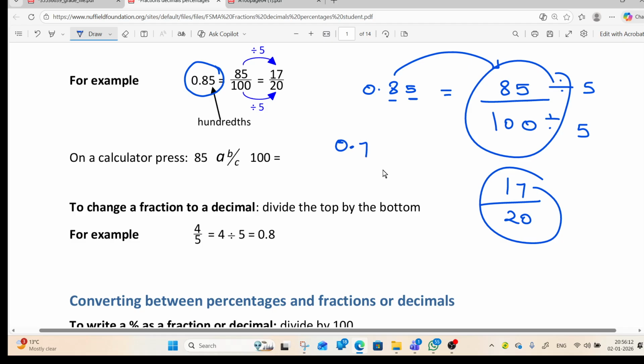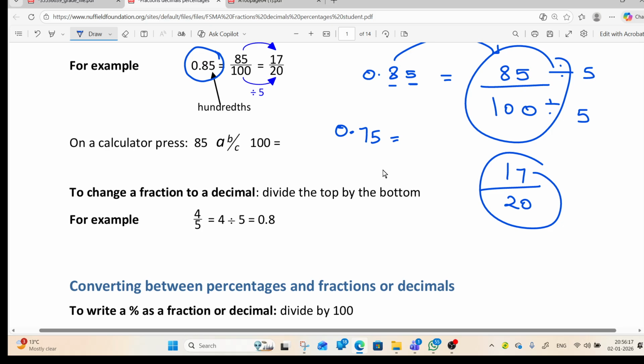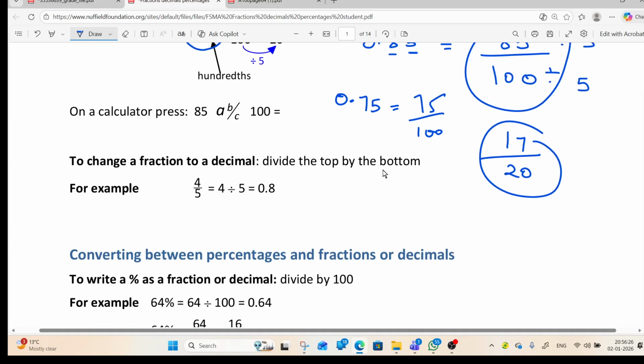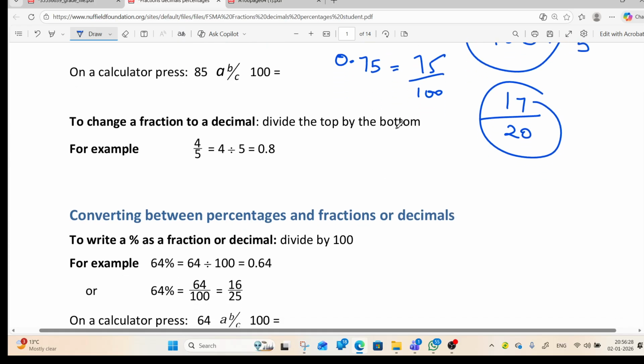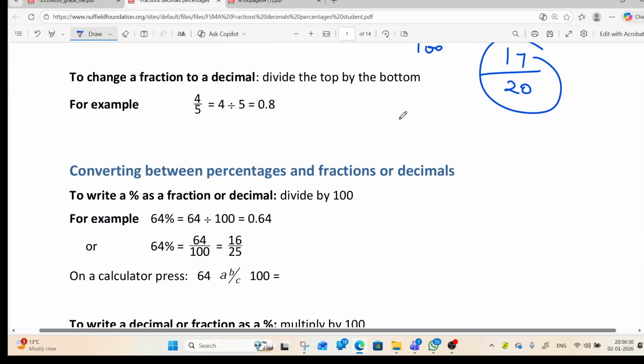Can you tell me 0.75 as a fraction? 0.75. Convert it into a fraction. 75 over 100. Yeah, that's correct. Very good.